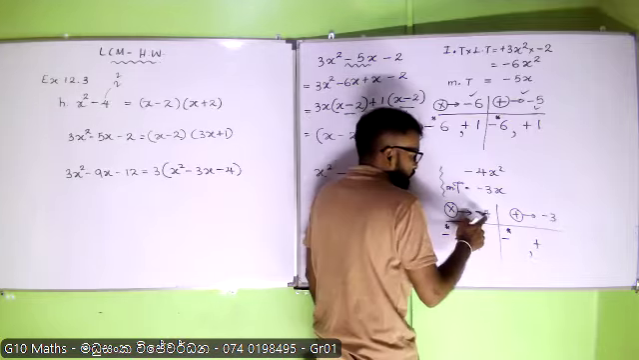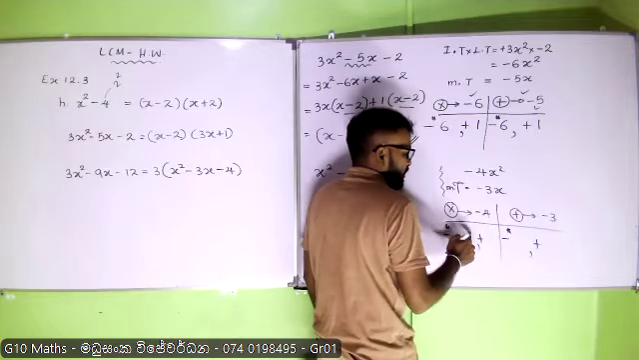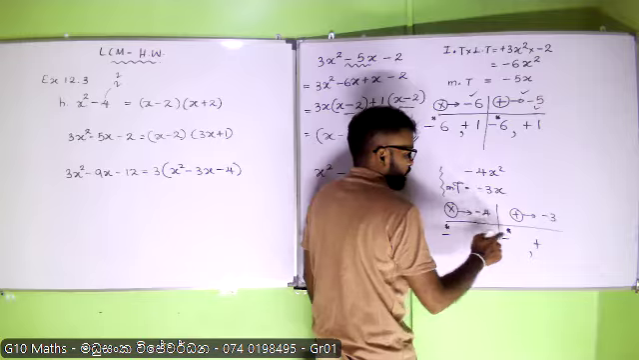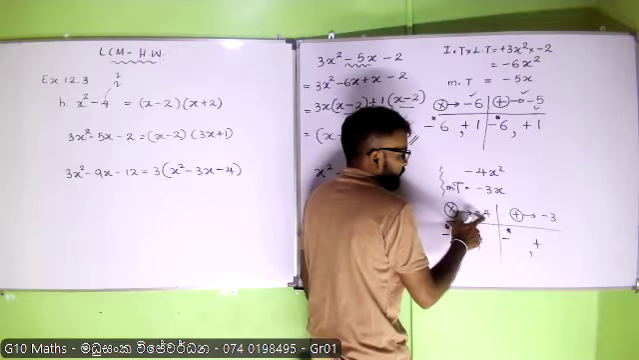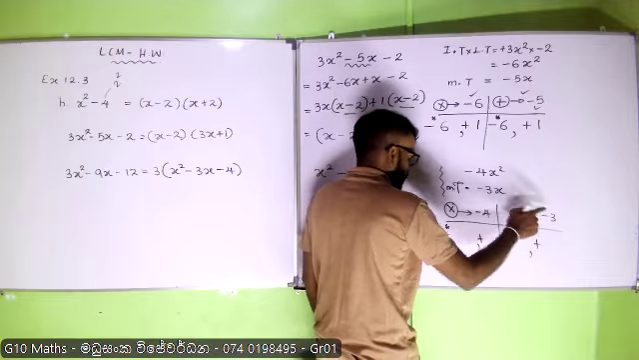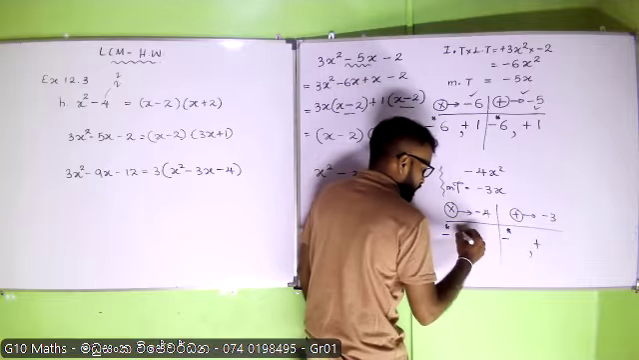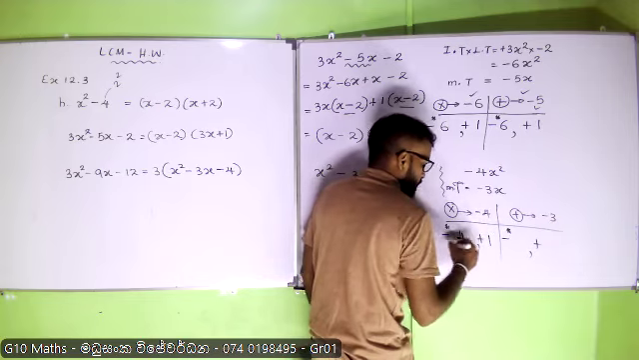Then you need to decide what are the two numbers suitable for here and here. The same two numbers come up here. When you multiply the two numbers, you need to end up with 4. When you add, you need to end up with 3. So definitely it should be 4 and 1.